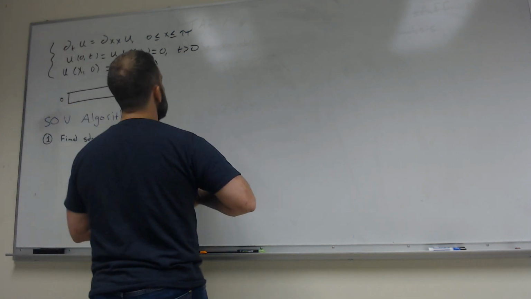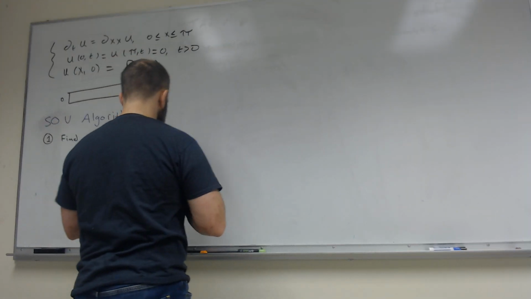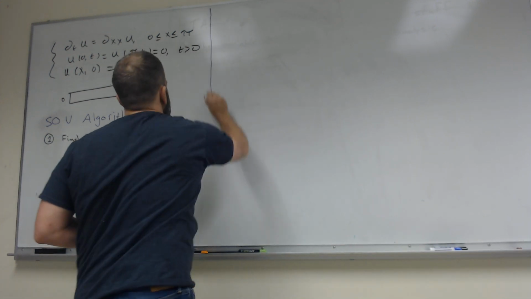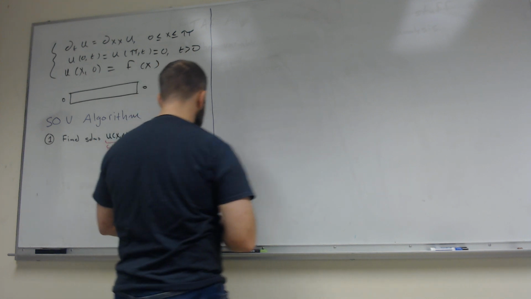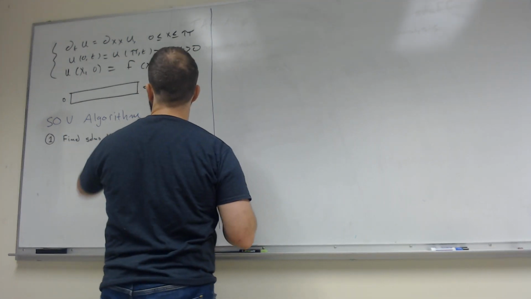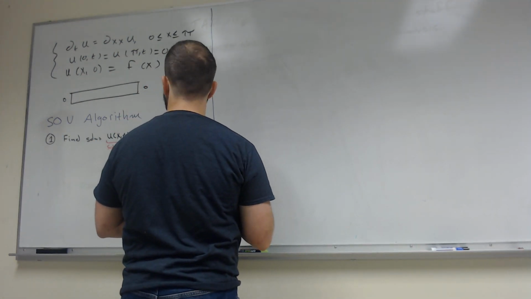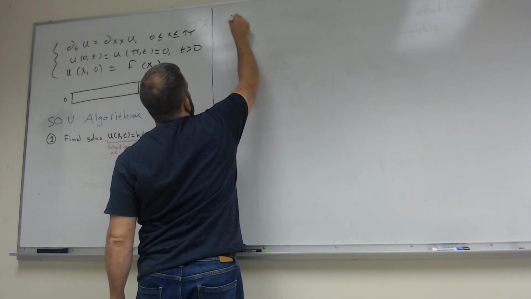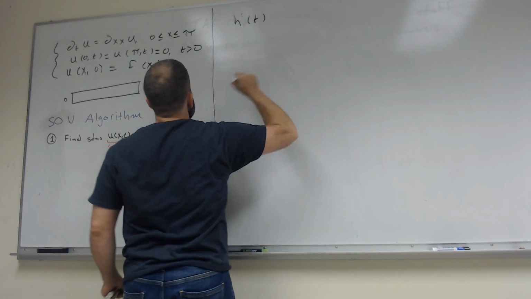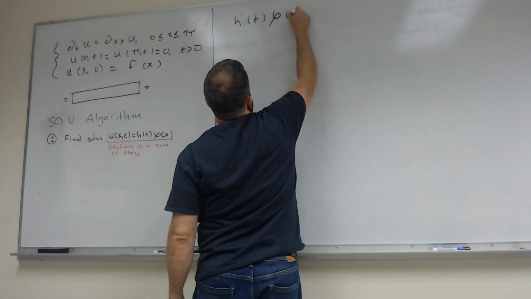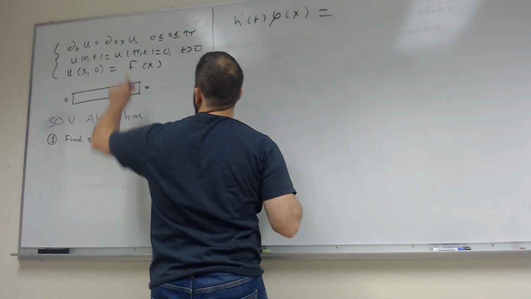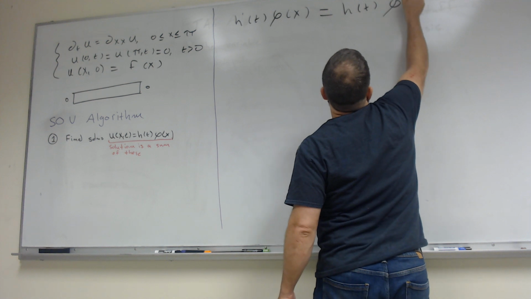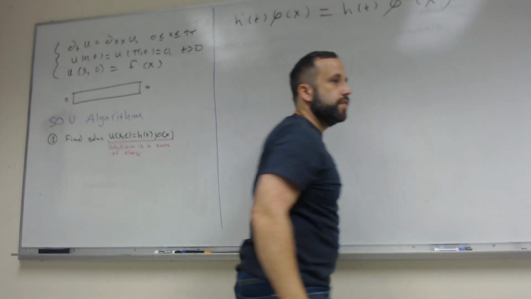So what we're going to do now is assume that we can write the solution as h of t times phi of x, and we're going to say, well, if we can do that, what happens if we plug it into the PDE? When I plug it into the PDE, on the left-hand side, I'm just going to get h prime of t times phi of x. And on the right-hand side, I'm just going to get h of t times phi double prime of x.